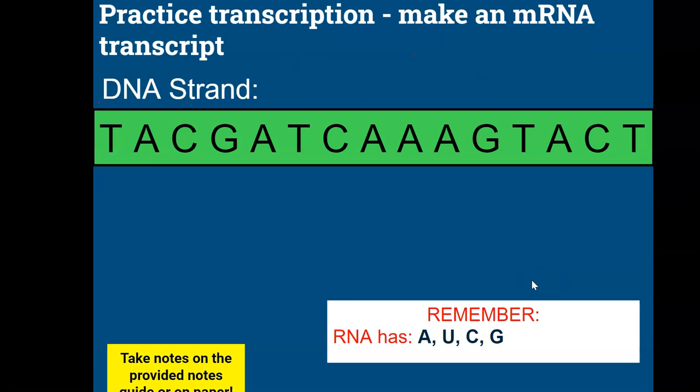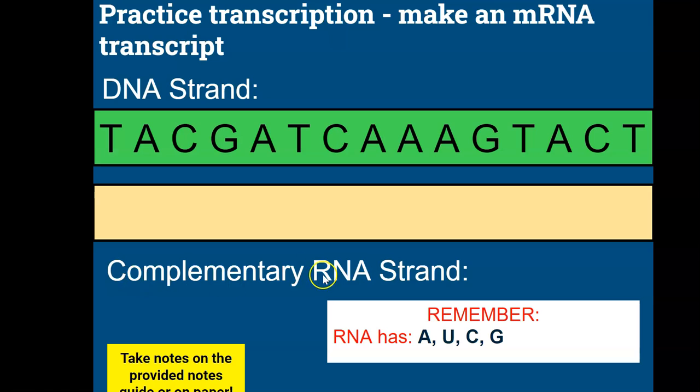So let's practice transcription just a little bit before we talk about translation. If this is our strand of DNA, as you recall, the bases present in RNA are A, U, C, and G. We don't have a T. So we're going to make the messenger RNA on the bottom here, the complementary RNA strand, and there are no T's in it.